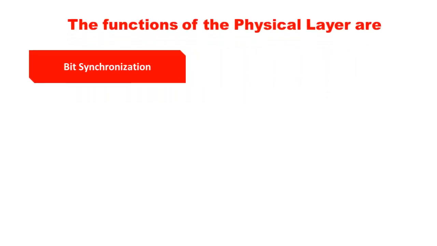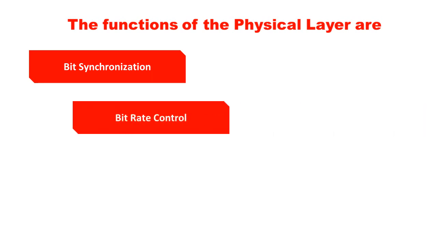The functions of the physical layer are bit synchronization. By providing a clock, the physical layer provides the synchronization of the bits, and by providing synchronization at the bit level, the clock controls both sender and receiver. Another function is bit rate control. The number of bits sent per second is known as the transmission rate, and that is defined by the physical layer.